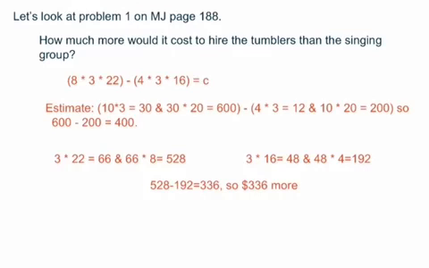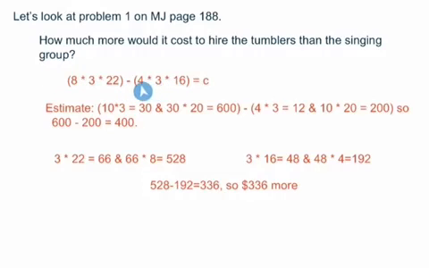So here's what I'm saying. For the tumblers, there's 8 of them, and they would be 3 hours of performing, and they're $22 an hour. That's where that equation is coming from.